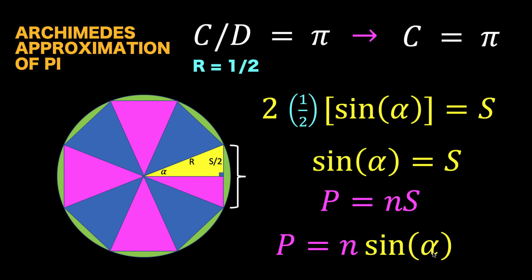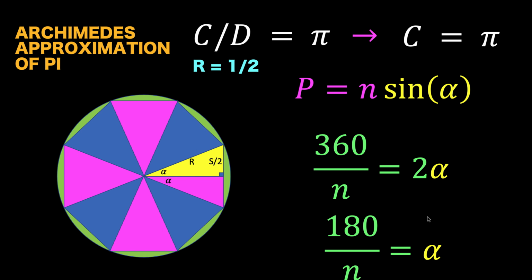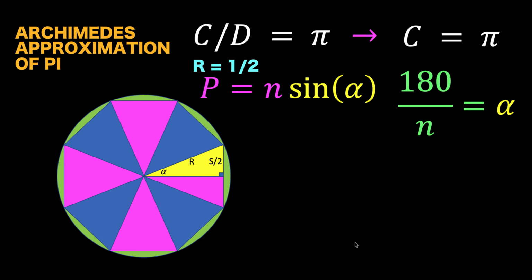But what is the value of our alpha here? Notice that if this angle is alpha, there is another angle alpha here because we bisected this central angle of this isosceles triangle. And so we now have here an angle of 2 alpha for each of these isosceles triangles. But since one rotation is 360, we now form this equation: 360 divided by the number of sides is equal to this angle 2 alpha. And solving for alpha, divide both sides by 2 to get alpha equals 180 over n. So replacing this alpha by 180 over n, we now have this formula.